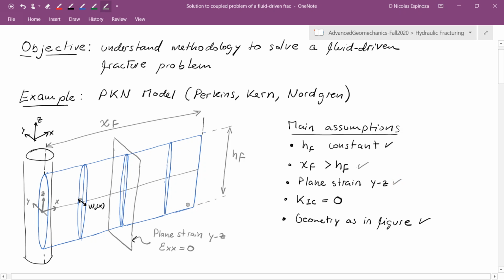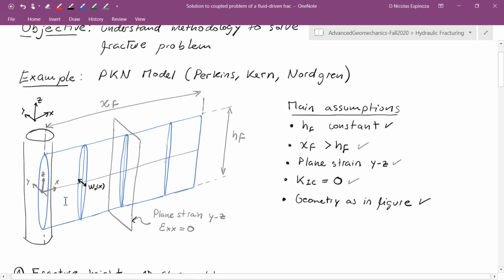And some other thing which is going to be important is that we're going to disregard the fracture toughness of the rock. So we're not going to impose any criterion on fracture propagation. Basically, our toughness is going to be equal to 0. All right, so let's see how we solve this problem. Remember that this is a coupled problem involving fluid going through the fracture and opening the fracture, and that's causing the fracture to propagate and to grow in direction X.